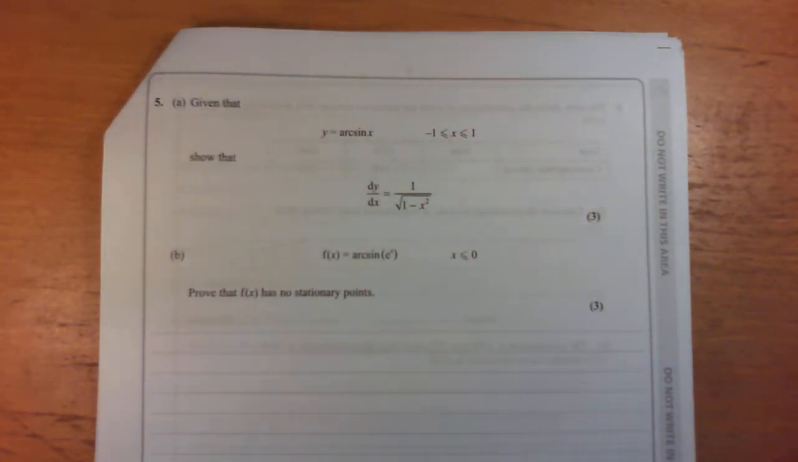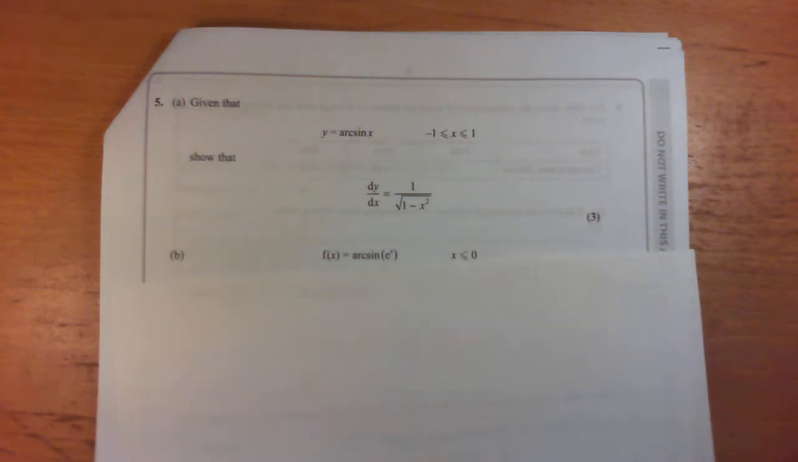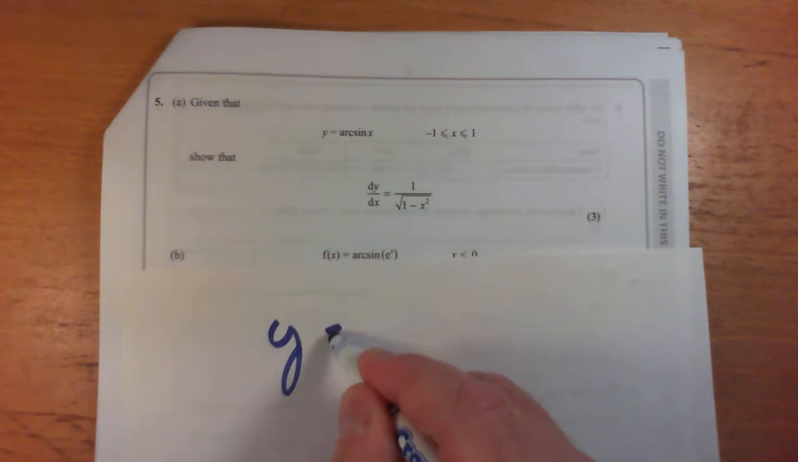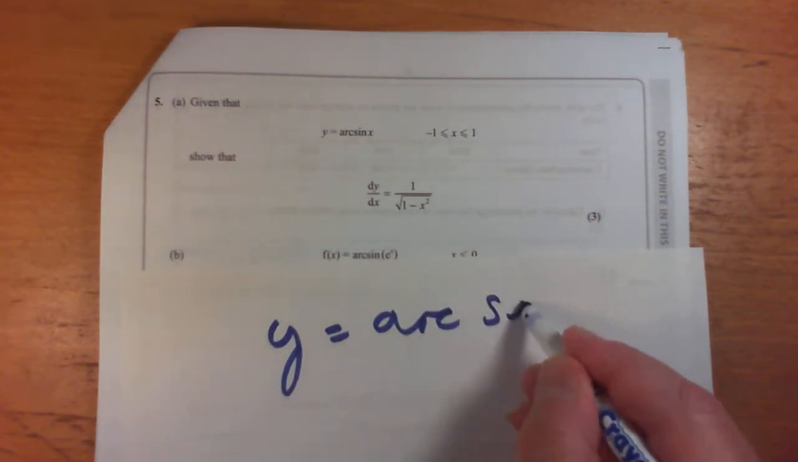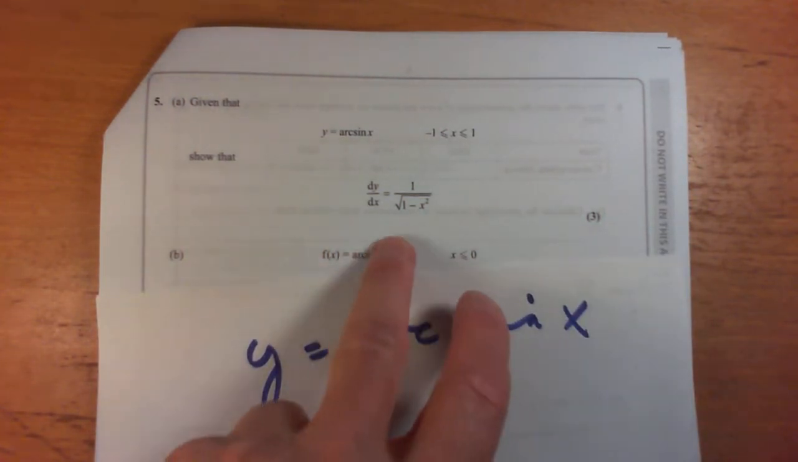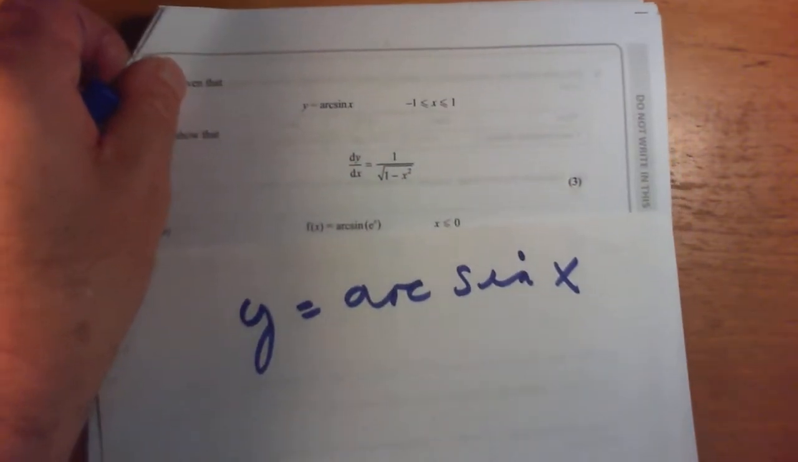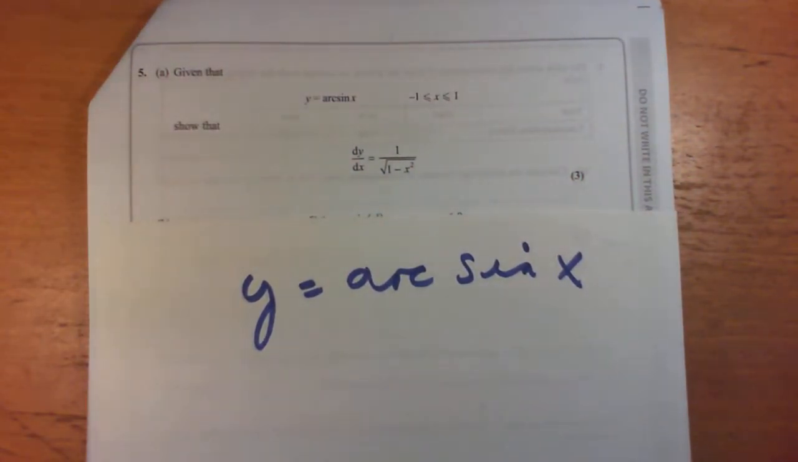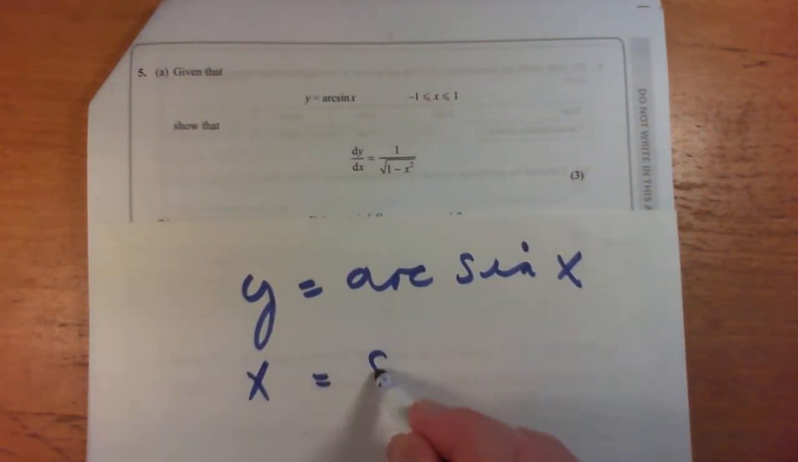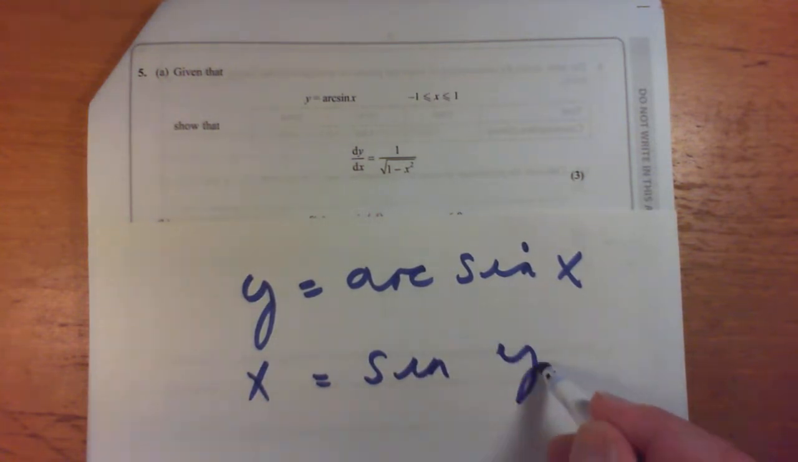This starts off fairly straightforwardly. I mean, there's a couple of ways of doing this. Kind of y equals arc sine x. Now you need to prove this here. So you could say that x equals sine y.